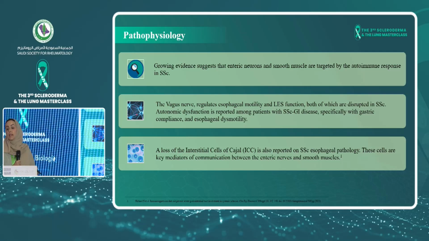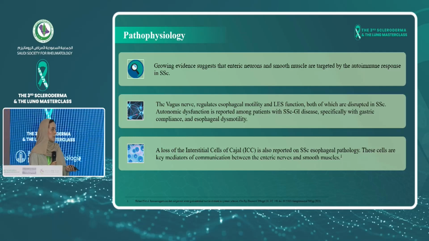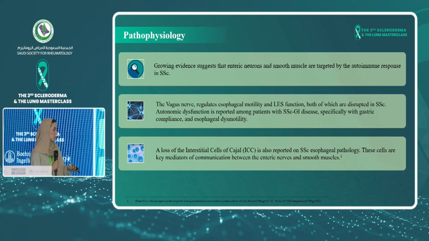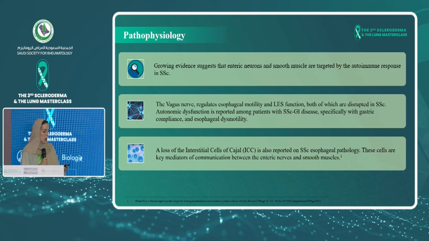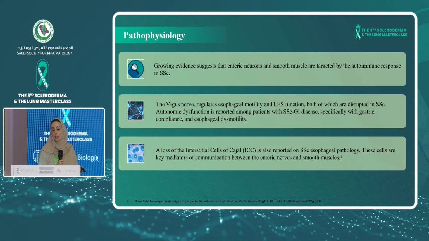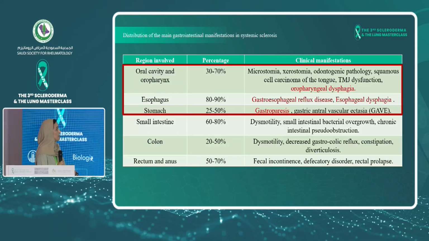They act as the pacemaker for the GI tract by stimulating the smooth muscle. So these cells are key mediators of communication between the enteric nervous system and the smooth muscle. So the fact that there is a major loss of these cells in the GI tract in systemic sclerosis also supports that it is an enteric nervous system problem.